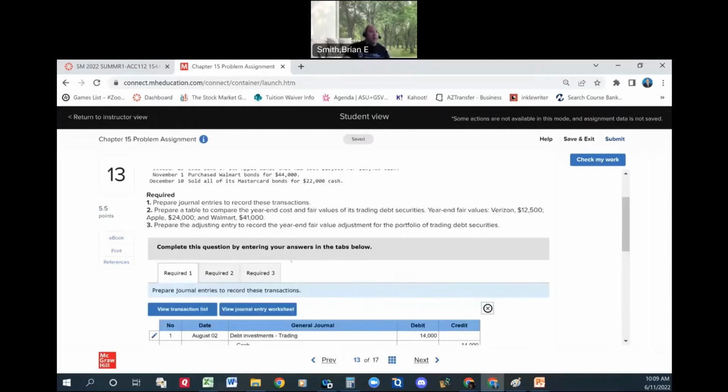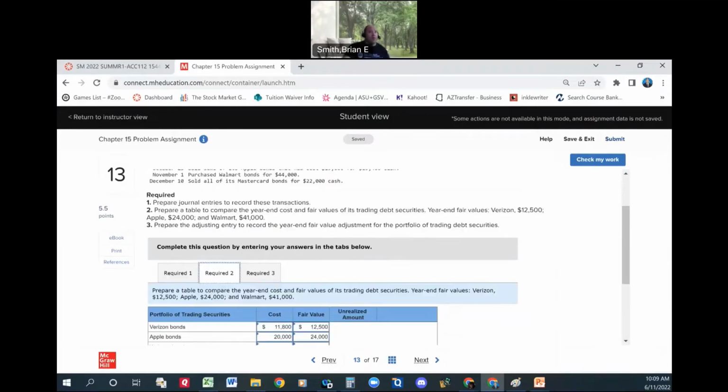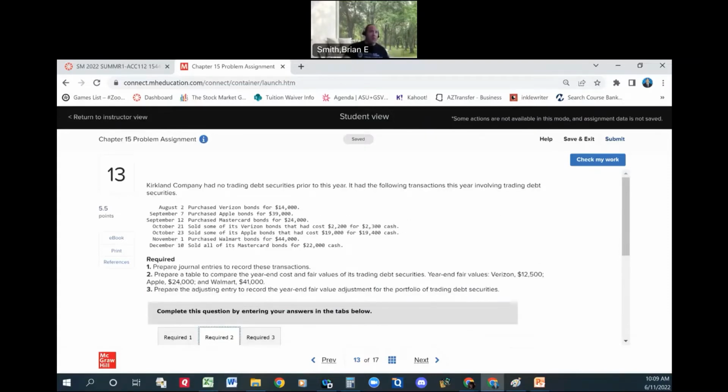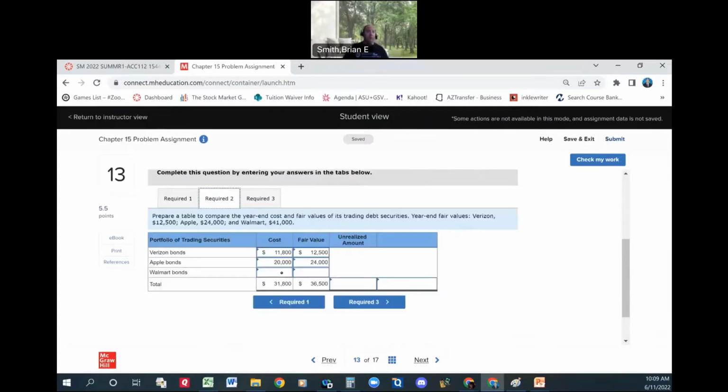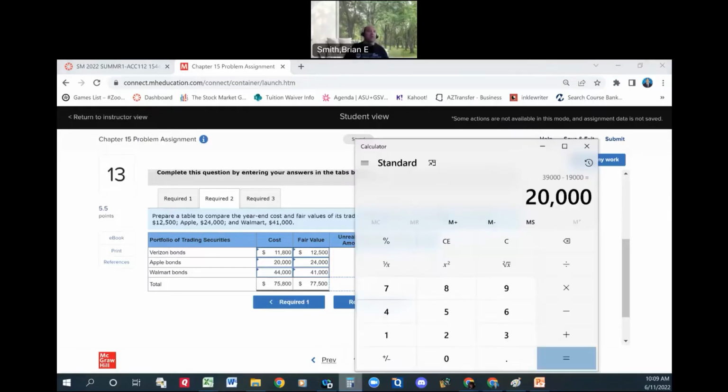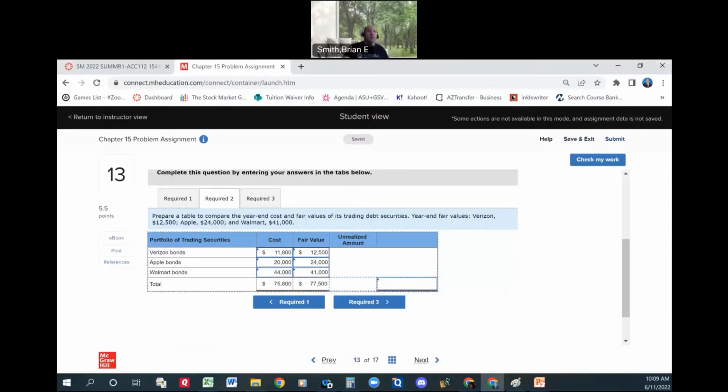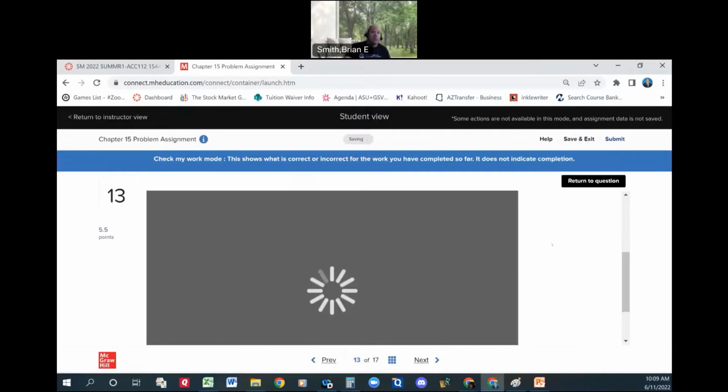All right, so Walmart bonds, we purchased Walmart bonds for 44,000, and we didn't sell any of them. And Walmart went down. All right, so our fair value here versus our cost, let's find out what our adjustment's going to be. 1,700. Is that a gain or a loss? That's an unrealized gain. Go ahead and check our work here. Perfect.